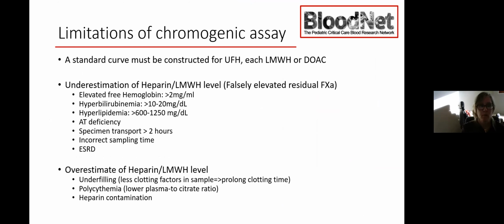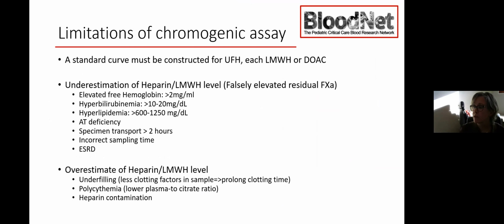So what are the limitations? As mentioned, you need a standard curve for each one. You can't compare the Lovenox inhibition to the curve for the unfractionated heparin. And if you have mixed anticoagulants, it would be very confusing.